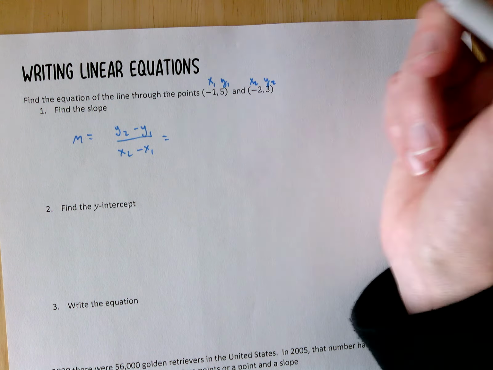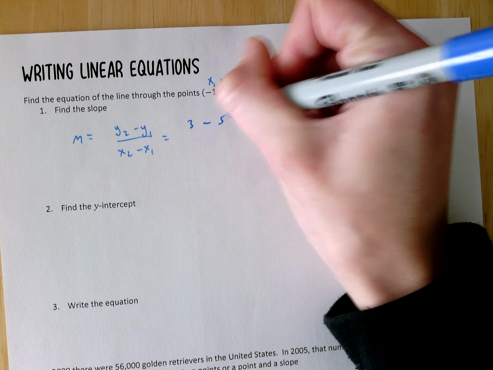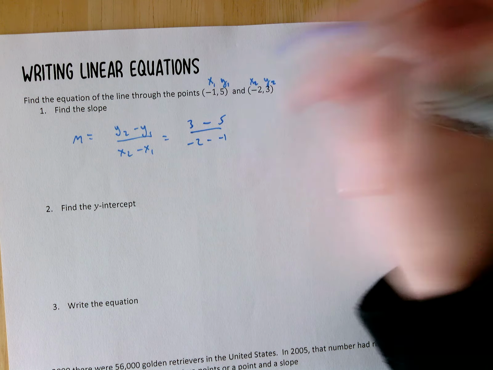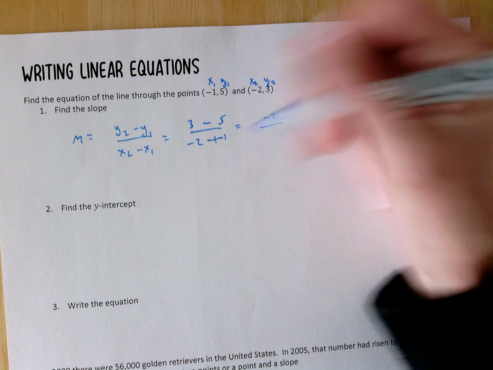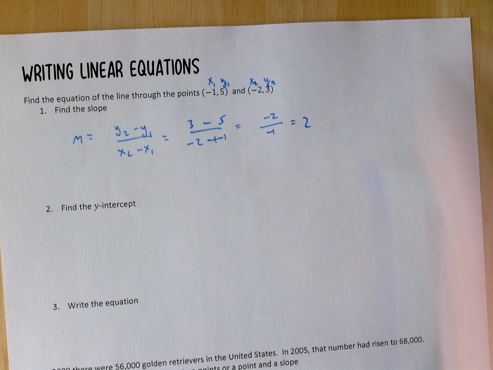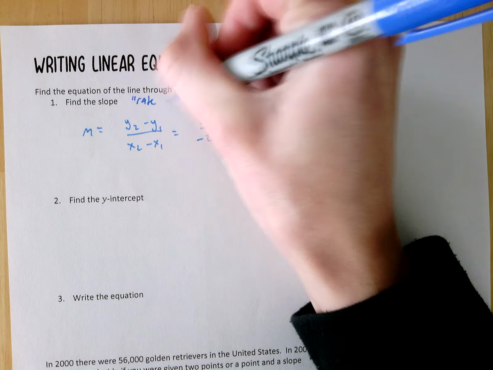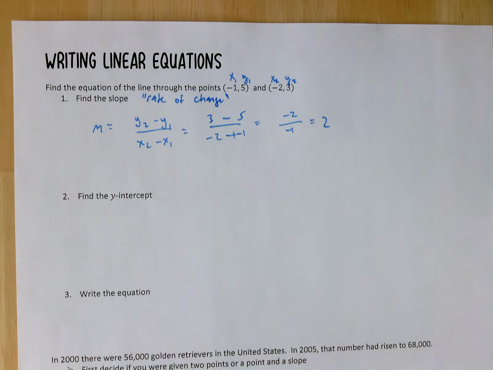Okay, so basically you're just subtracting the y coordinates on the top. So I'm going to do 3 minus 5, subtracting the x coordinates on the bottom. So -2 minus -1. Right? That simplifies to -2 over -1, so that's 2. So my slope is 2. All right, and don't forget that another name for slope is rate of change. That's going to be kind of an important piece as we go through here. So slope is also called rate of change. So kind of make a mental note on that.